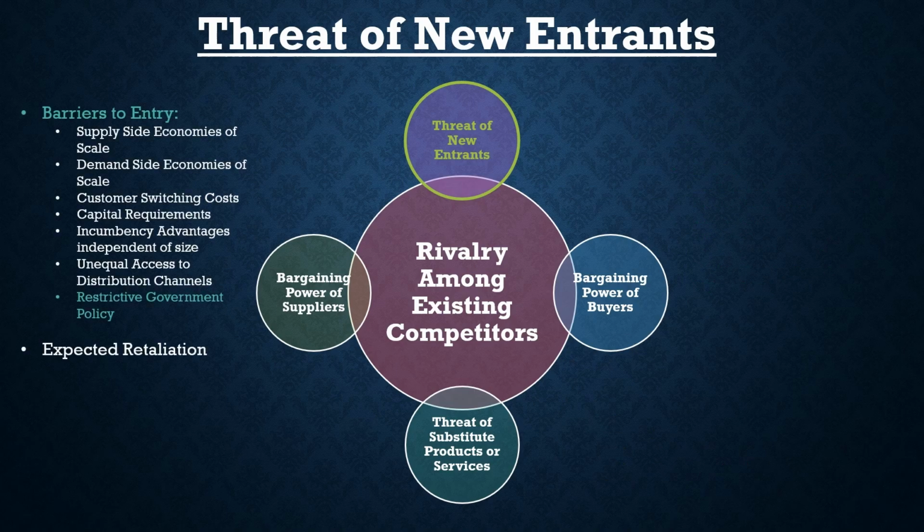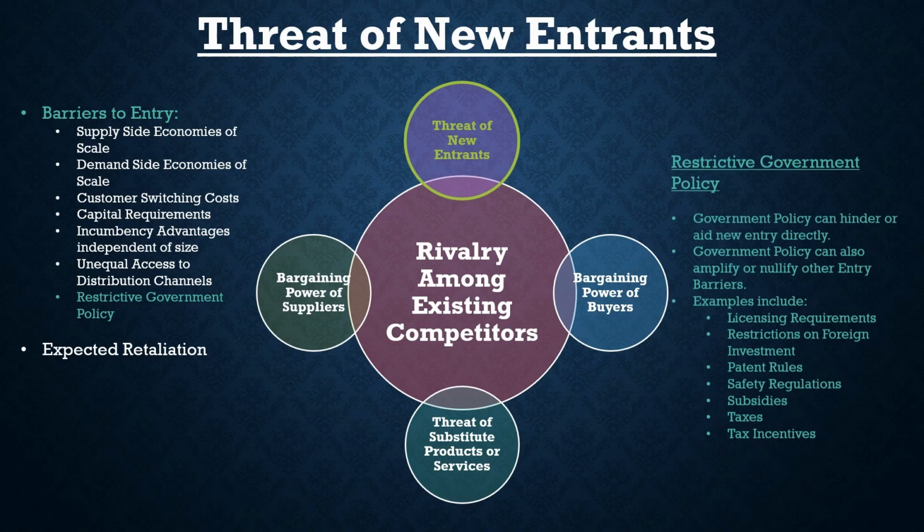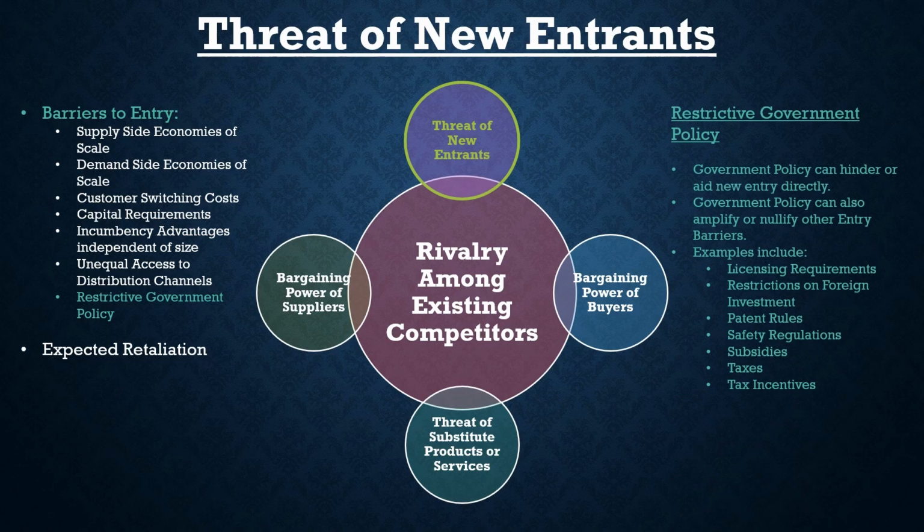The next point to consider within barriers to entry is restrictive government policy. Government policy can hinder or aid new entry directly. Government policy can also amplify or nullify other entry barriers. Examples include licensing requirements, restrictions on foreign investment, patent rules, safety regulations, subsidies, taxes, tax incentives.